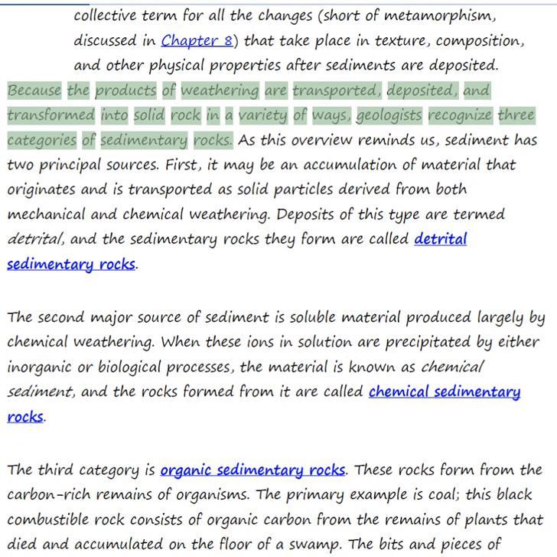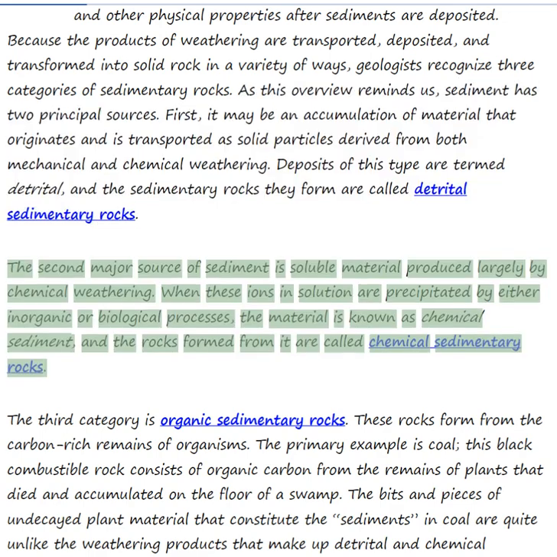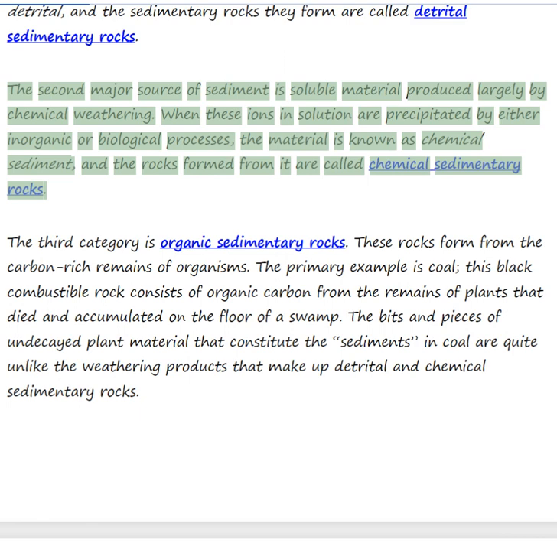Because the products of weathering are transported, deposited, and transformed into solid rock in a variety of ways, geologists recognize three categories of sedimentary rocks. As this overview reminds us, sediment has two principal sources. First, it may be an accumulation of material that originates and is transported as solid particles derived from both mechanical and chemical weathering. Deposits of this type are termed detrital, and the sedimentary rocks they form are called detrital sedimentary rocks. The second major source of sediment is soluble material produced largely by chemical weathering.